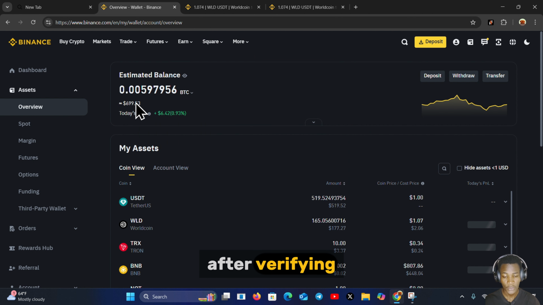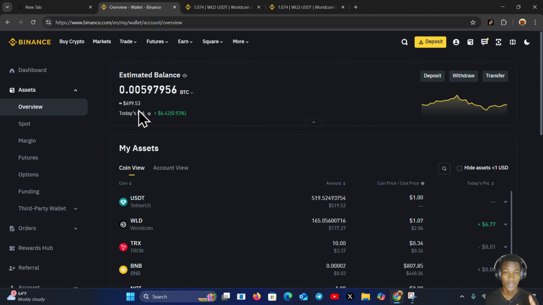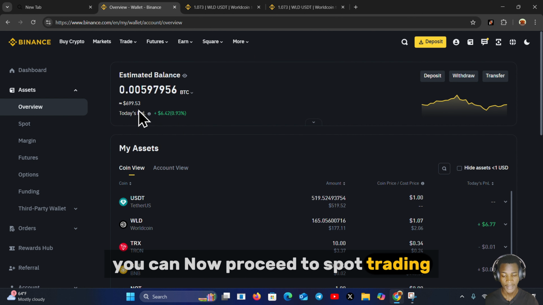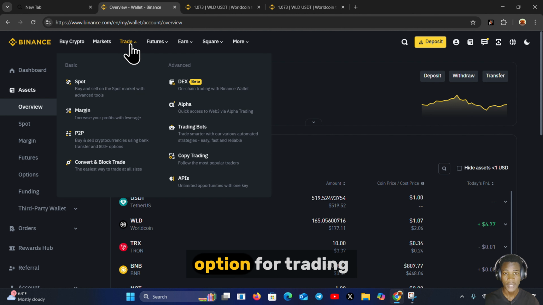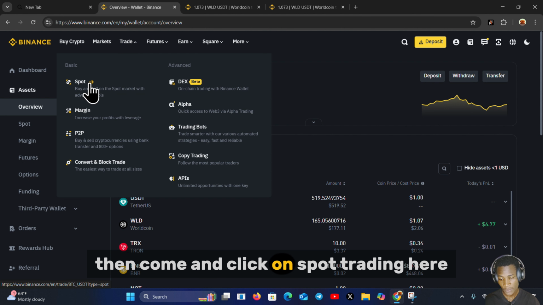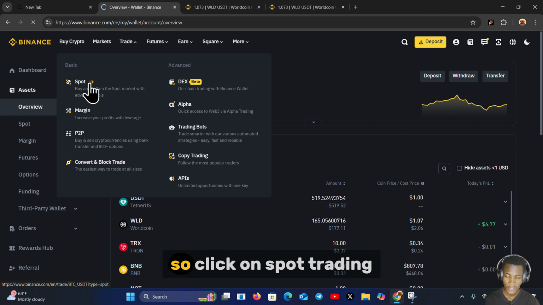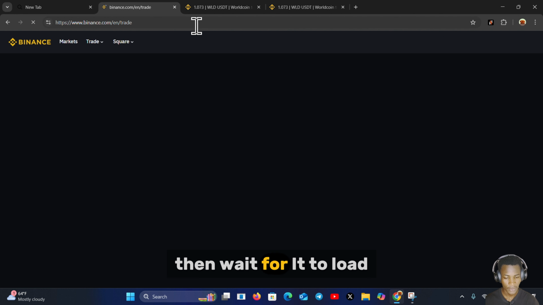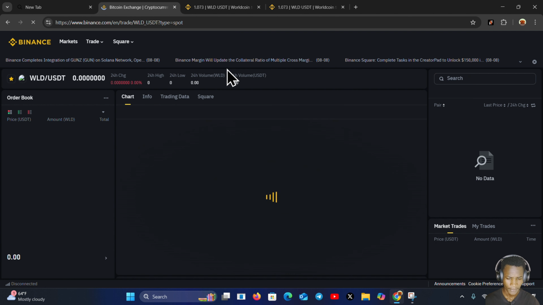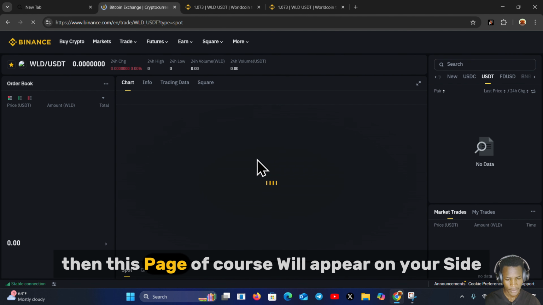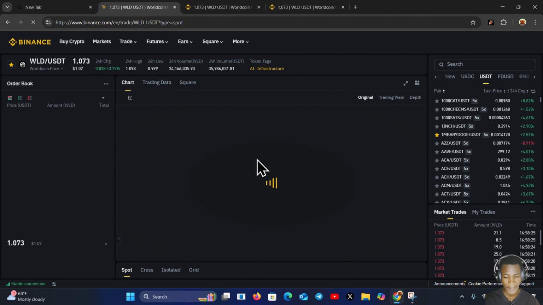So okay, after verifying, now you have some assets in your account, you can proceed to spot trading, and it's very simple. Just click this small option for trading, then click on spot trading here. Then wait for it to load, and this page will appear on your side.